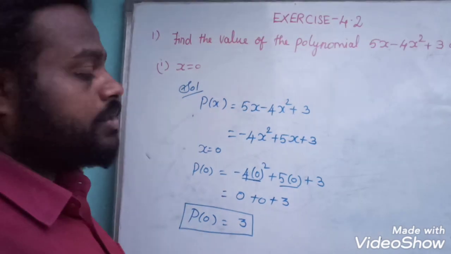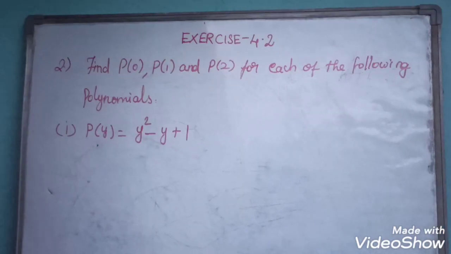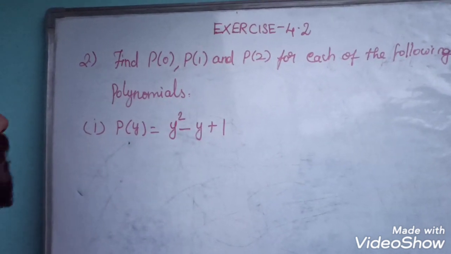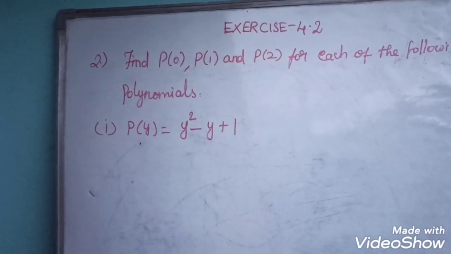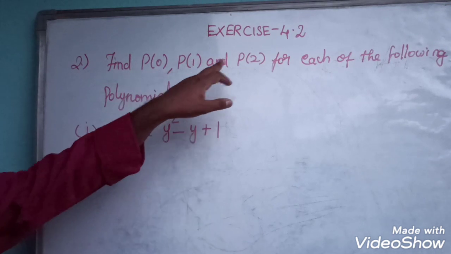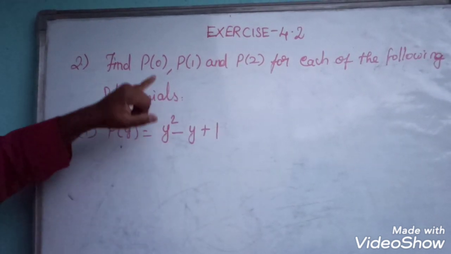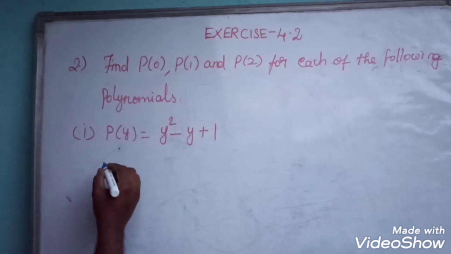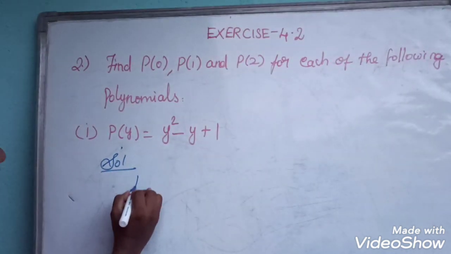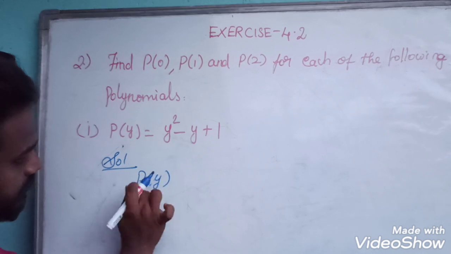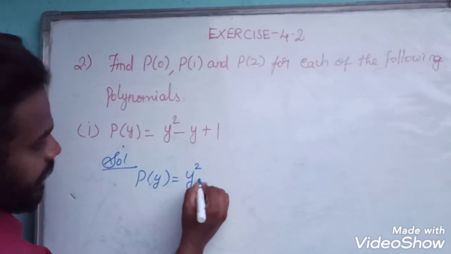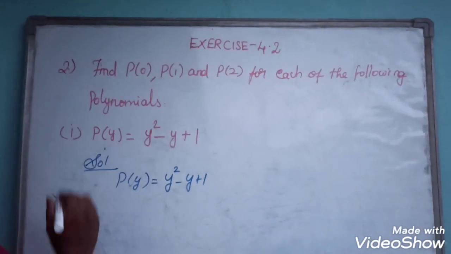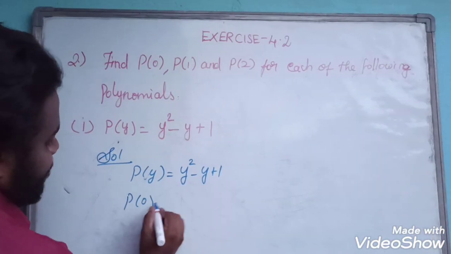Next we move on to question number 2. In the previous sum we had to find any one value for the given expression, but here we have to find for 0, 1 and 2. Instead of y we have to substitute 0, 1 and 2 to find the values. So first I take the given expression: p of y is equal to y square minus y plus 1. The same way, first I have to take p of 0. Instead of y I substitute 0.